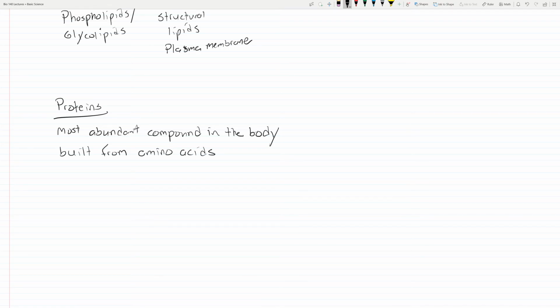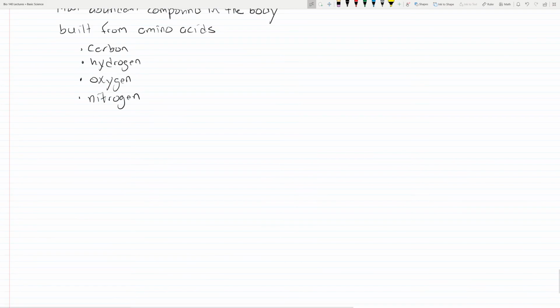And amino acids are nothing more than carbon, hydrogen, oxygen, and nitrogen. Okay, that's what they are. What proteins do in the body is very varied. Very varied. Okay? There are support proteins, the functions.